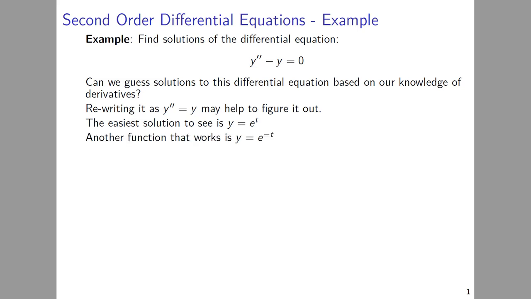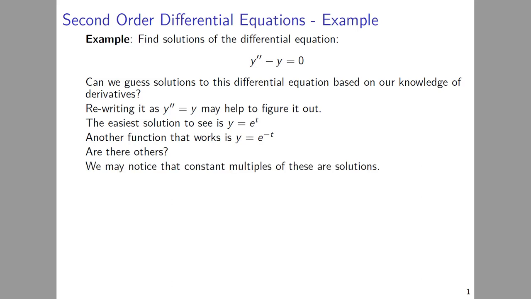Another function that works is y equals e to the negative t, because the first derivative is negative e to the negative t, while the second derivative is the negative of that, e to the negative t again. So y equals e to the negative t also satisfies y double prime is equal to y. And are there any more?